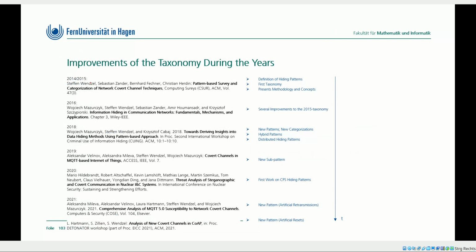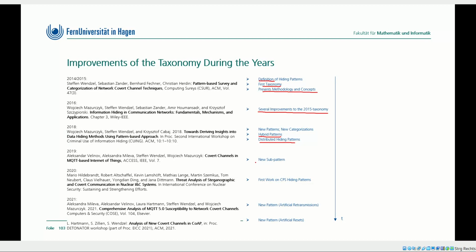I also want to highlight a bit improvements of the taxonomy over the years. So in 2014 and 15, we published this original paper where we defined patterns, proposed the taxonomy, and the first methodology and concepts. Then a year later, that book that I always mention appeared and revised the taxonomy, and the distributed hiding patterns that I will speak about in chapter 6 were added, and also the idea of hybrid patterns where you apply multiple patterns simultaneously, plus the end user patterns for the payload were added.